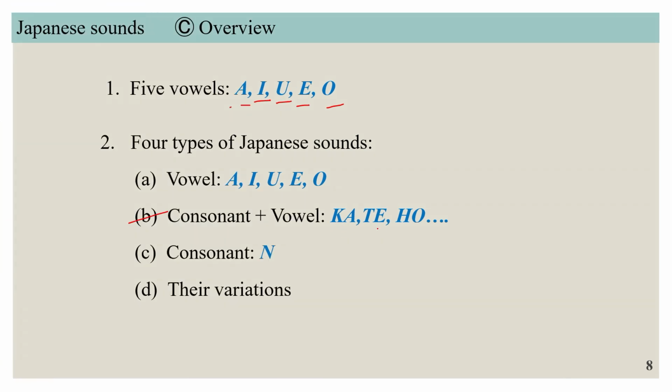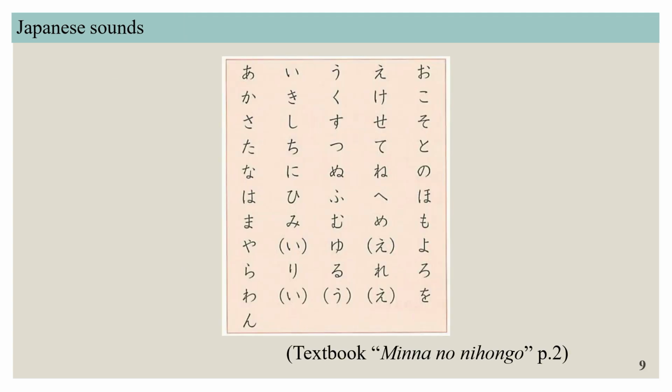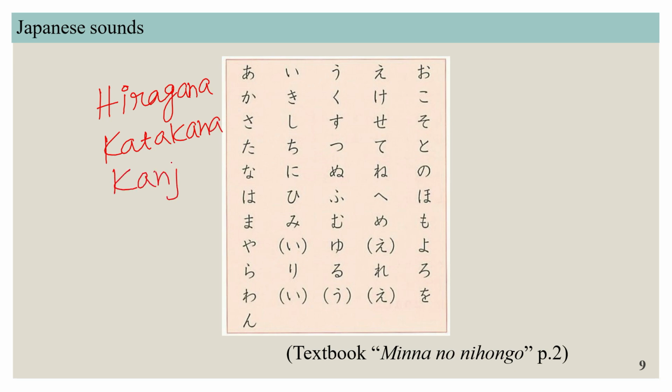Consonant plus vowel: ka, te, ho. Okay. So consonant N and their variations. Let's study more. So this is the hiragana script. There are three scripts we use in Japan: hiragana, katakana, and kanji. Katakana we will study later, and we'll also study kanji. So let's start hiragana first.